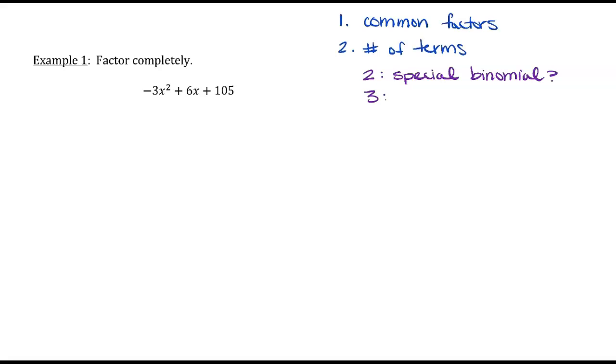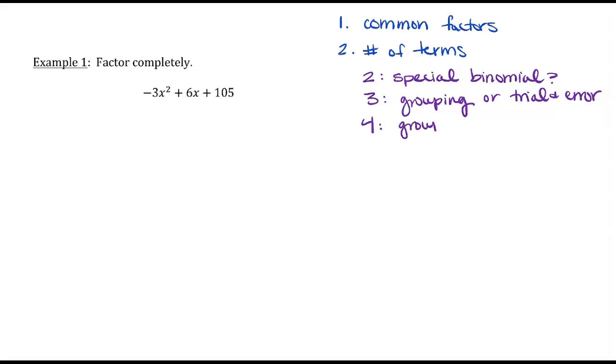When we're factoring polynomials, we need to run through a mental checklist. First, we're going to look for any common factors that need to be factored out. Then we'll consider the number of terms in the polynomial. If there's 2, we'll check to see if it's one of the special binomials. If there's 3 terms, then we might try factoring by grouping or by trial and error. And if there's 4 terms, we'll try to factor by grouping.